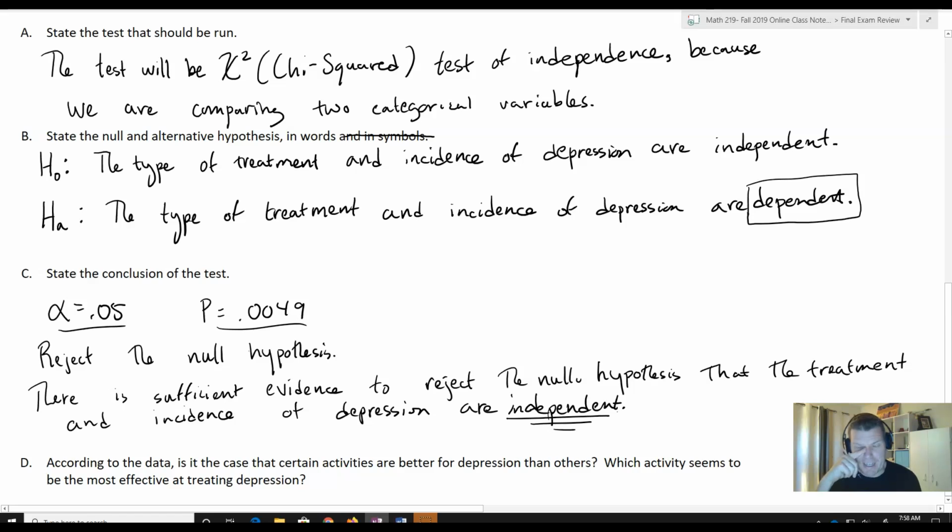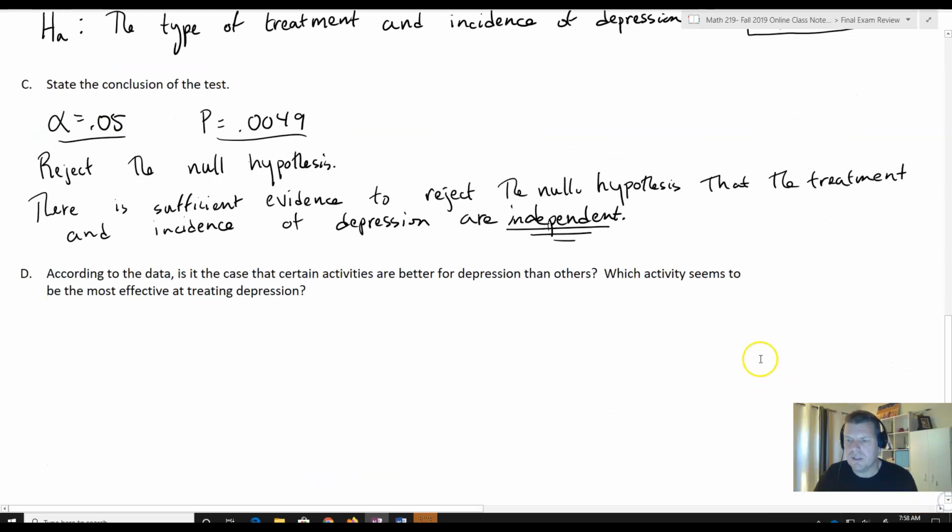I have evidence. I can also say that I have evidence to support the claim that they are dependent. That's also just fine. Okay? But I'm just going to say that I'm going to reject the claim that they're independent. That means that they are dependent. And in fact, what that means is there is evidence to support that there is an association between the two. To support an association.